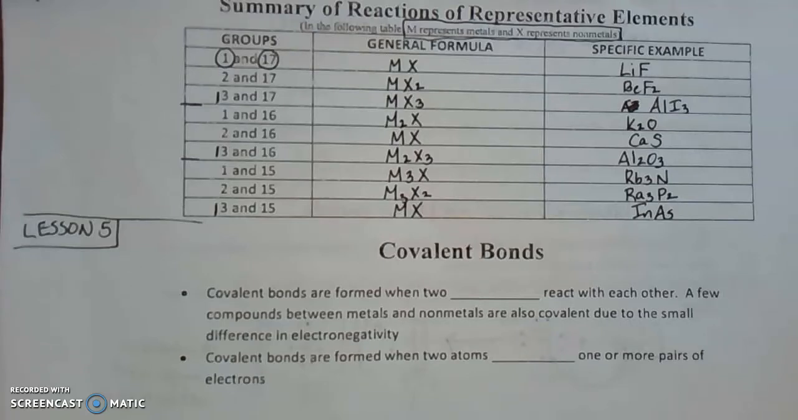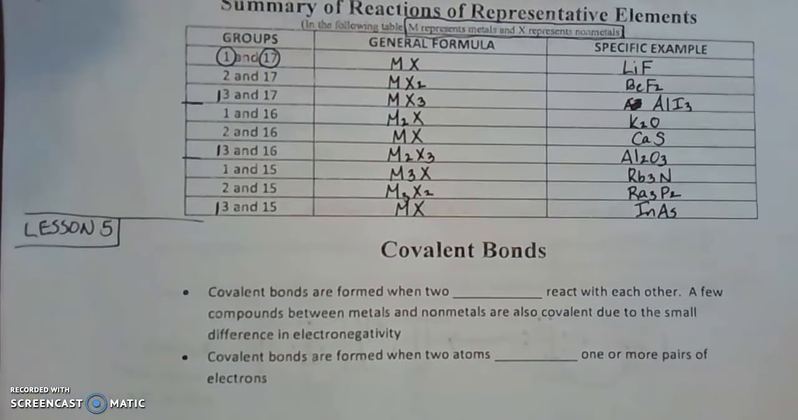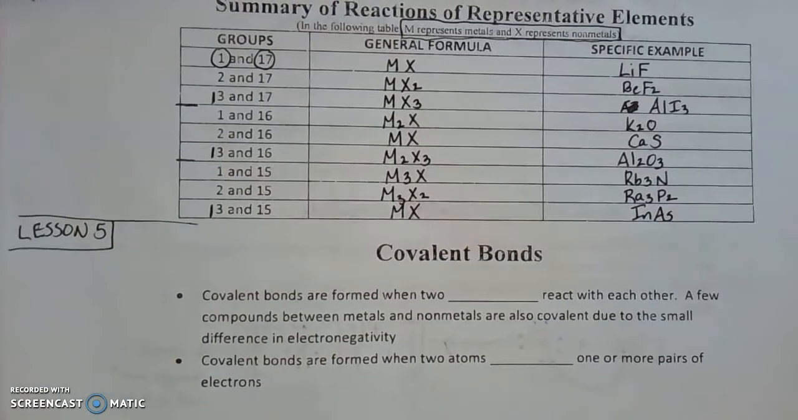Welcome to Chemistry 1. This is Unit 4, Lesson 5 on covalent bonding, video number 1. So we are going to take a detailed look at how covalent bonds form.